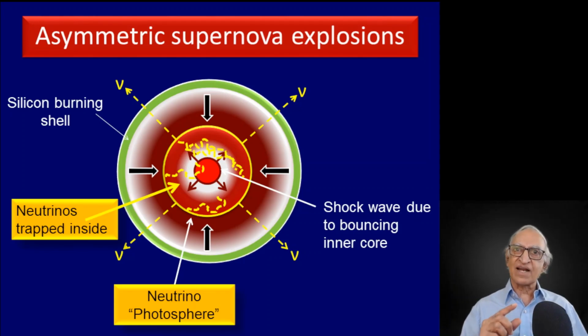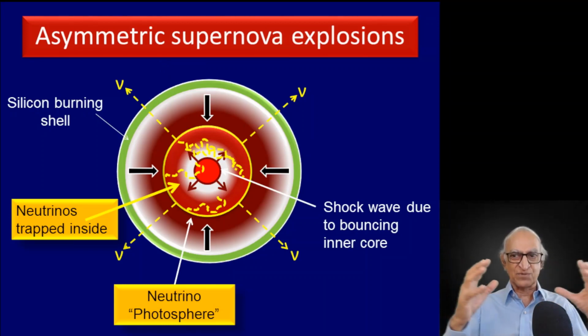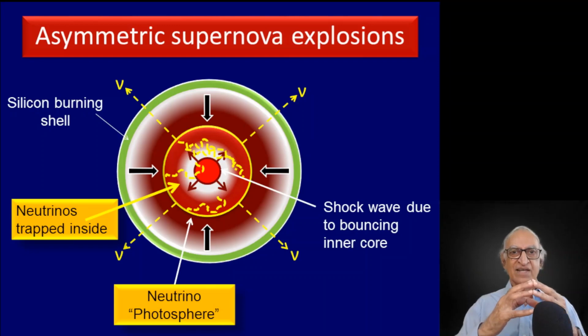Now, let us look at another aspect of this supernova explosion. And that is that these explosions need not be spherically symmetric, although when we draw pictures, we think of the core collapse to be perfectly spherically symmetric and the explosion to be perfectly spherically symmetric. For one reason, the collapsing core is rotating. Therefore, spherical symmetry is violated right then and there. But more importantly, you have very strong reasons to believe that the explosion will be highly asymmetric.